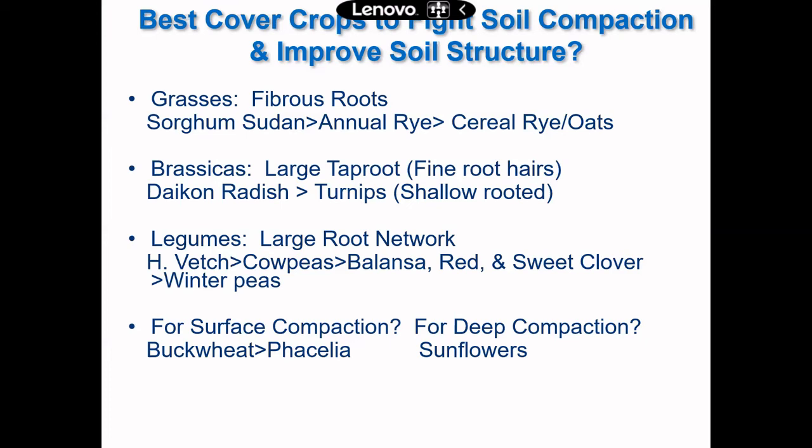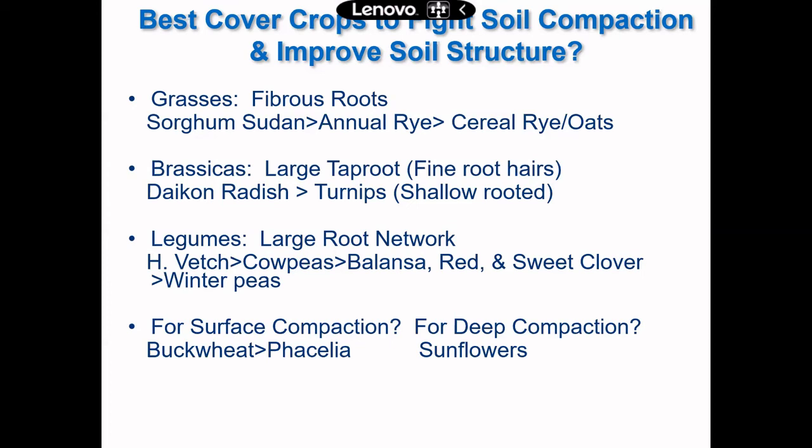When we're looking at legumes, there's a whole slew of legumes that are very good. The hairy vetch, the cowpeas, the polenta is a new one. I'll talk more about that in another session. The red clover, the sweet clover, and the winter peas. They're all very good. They all go down anywhere from 24, even 36 inches in the soil, and they add nitrogen to our soil. If you're looking just for surface compaction, probably buckwheat is a little bit better than Phacelia.